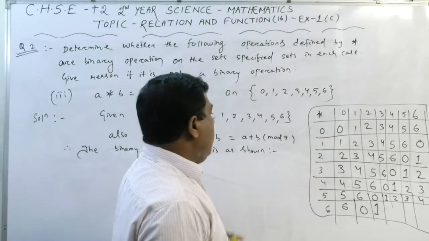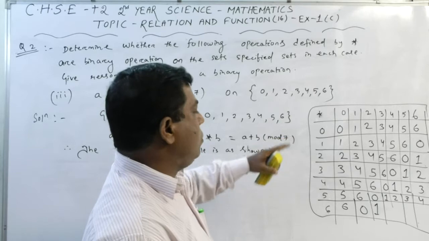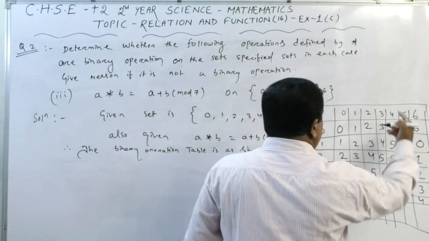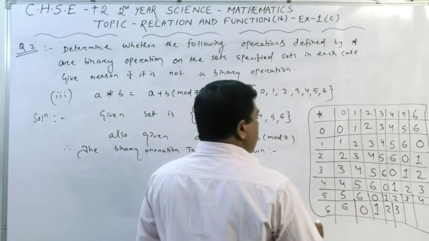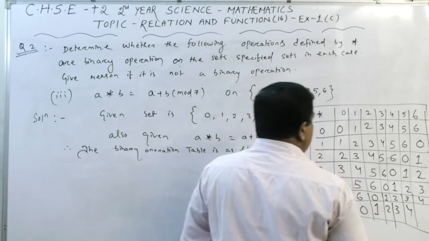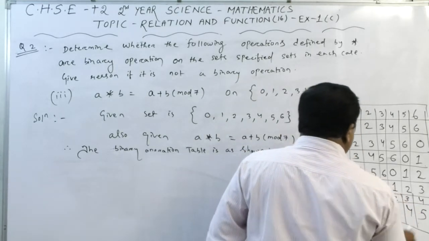Okay. And 6 star 3 is 9. So 6 plus 3, 9 modulo 7, the remainder is 2. Okay. And 6 star 4, it is 10, the remainder is 3. 6 star 5, it is 11 modulo 7, the remainder is 4. And 6 star 6, it is 12. So the remainder is 5. Okay.